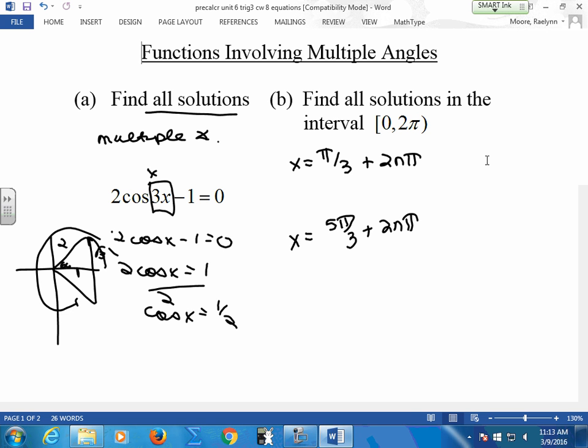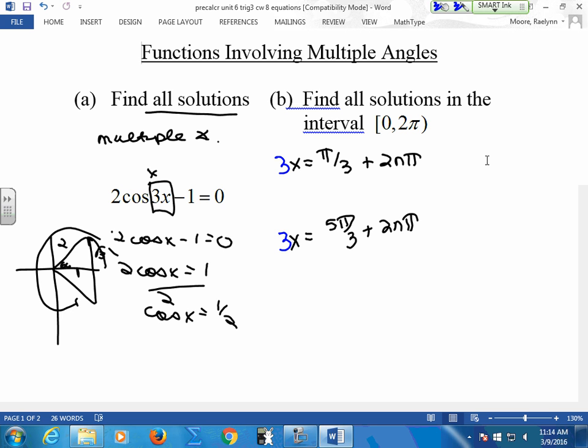Now, at this point, we're going to go back and say, but it wasn't x. What was it? 3x. So we're going to come here and put the 3 back. If I have two angles in 2 pi, and I triple them, how many angles will I now have? If I had 2 from 0 to 2 pi, and I triple that amount, I will have 6 from 0 to 2 pi. So let's see if this is true.